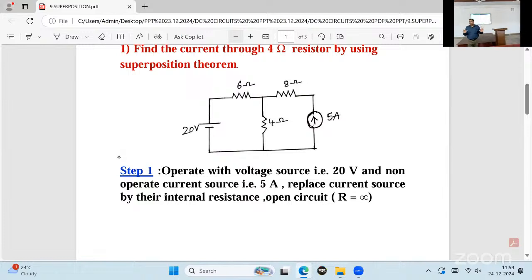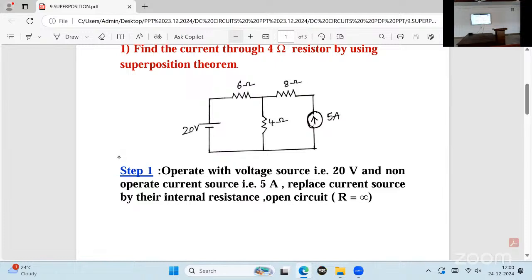To get the answers, you compulsorily have to follow this. Run with only one source. Your wish. If you want to run with 5 amperes, run with 5 amperes. If you want to run with 20 volts, run with 20 volts. You can take any one. If you want to run with 20, run with 20.